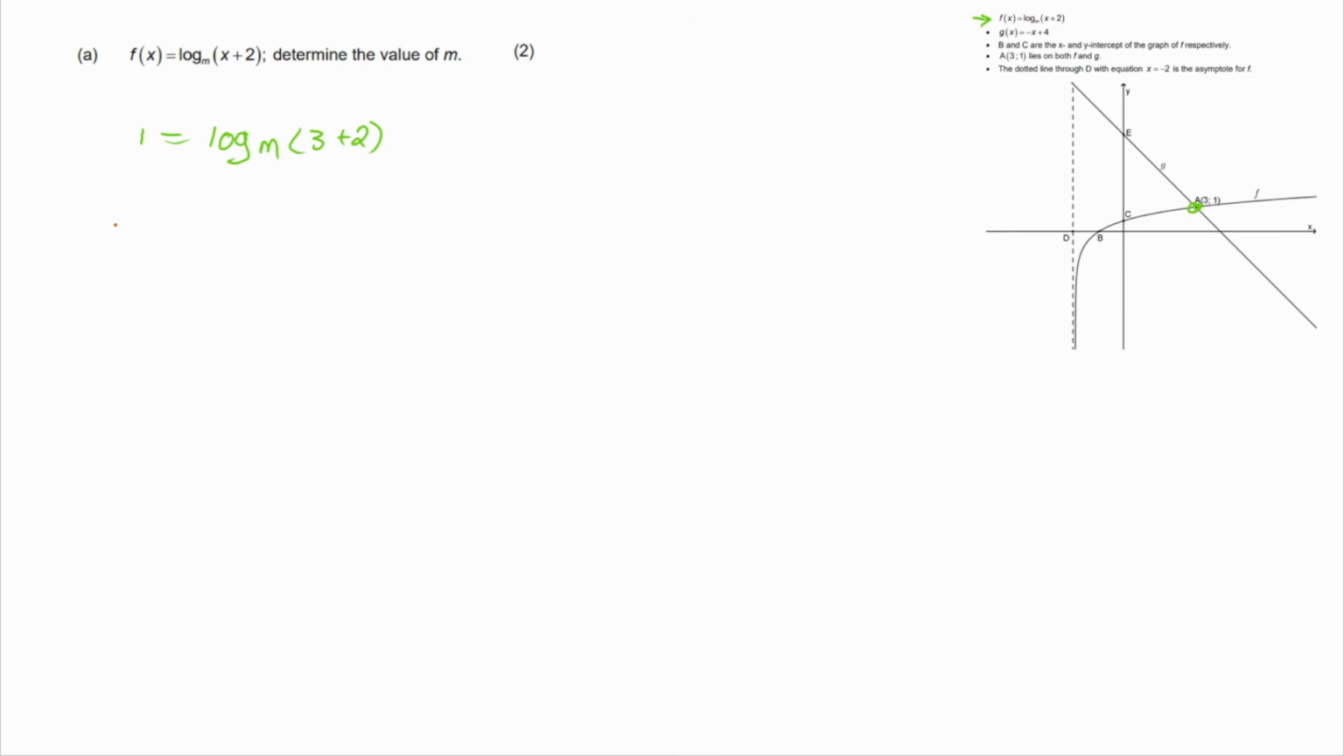So this is what we're trying to solve. So 1 is equal to log m of 5, okay? If we want to get rid of this log m, what we have to do is put everything to base m.